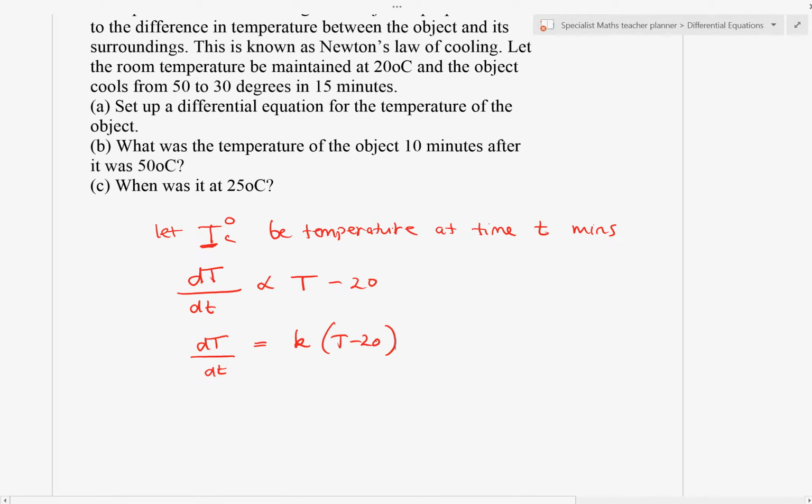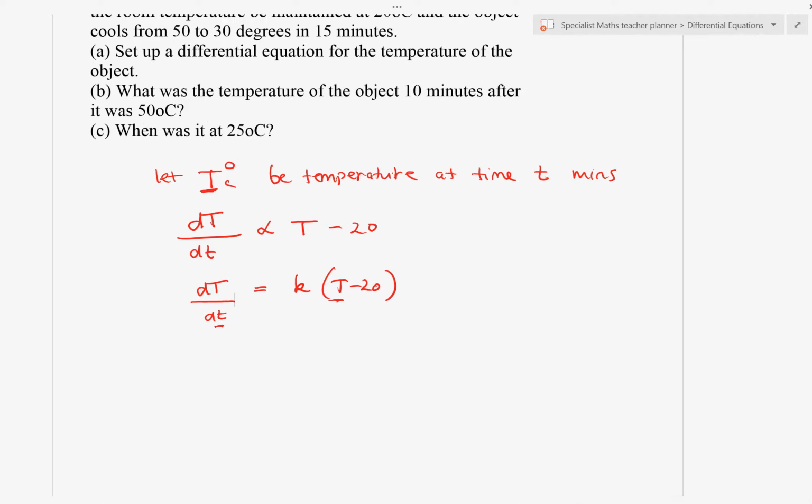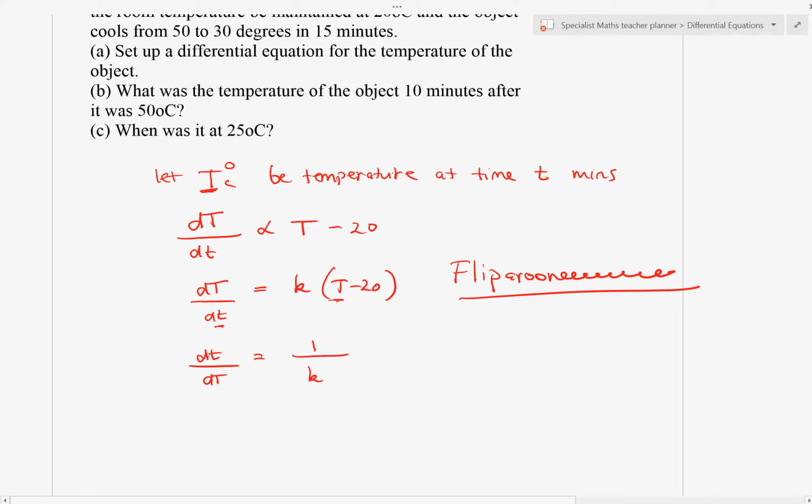But of course, what do we have? We have this big T here and we have this little t there. So what type of differential equation is it? It's the old flipperoonie one. So what we've got to do is the old flipperoonie as well. And yes, Ben, 1 over k, 1 over T minus 20.